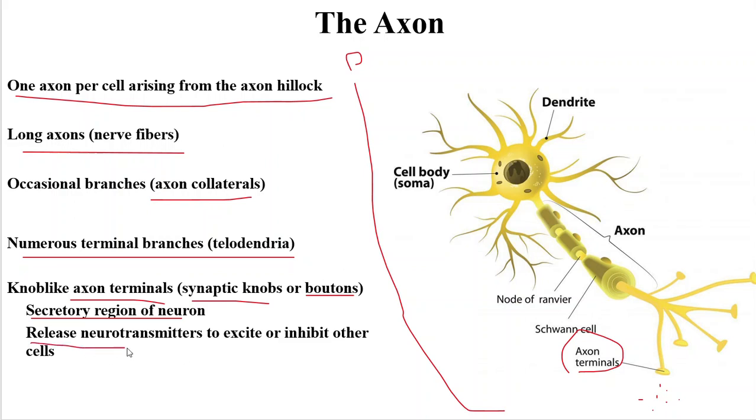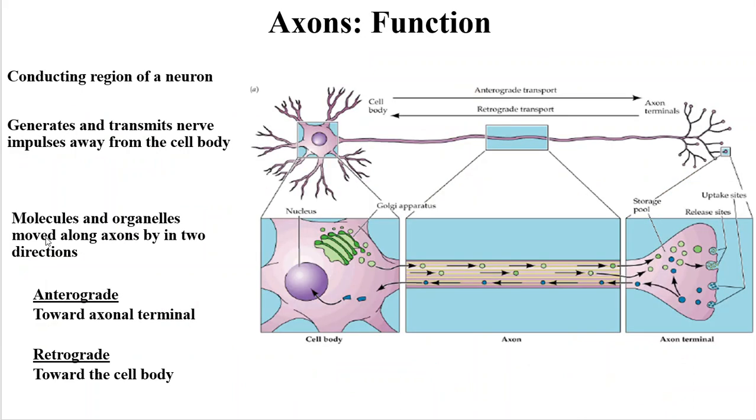Now, we'll talk more about this as well, but when we release those neurotransmitters, you can get some neurotransmitters that are excitatory, and you get some that are actually inhibitory that kind of make it more difficult for something to happen. And we'll talk about that when we get further on.